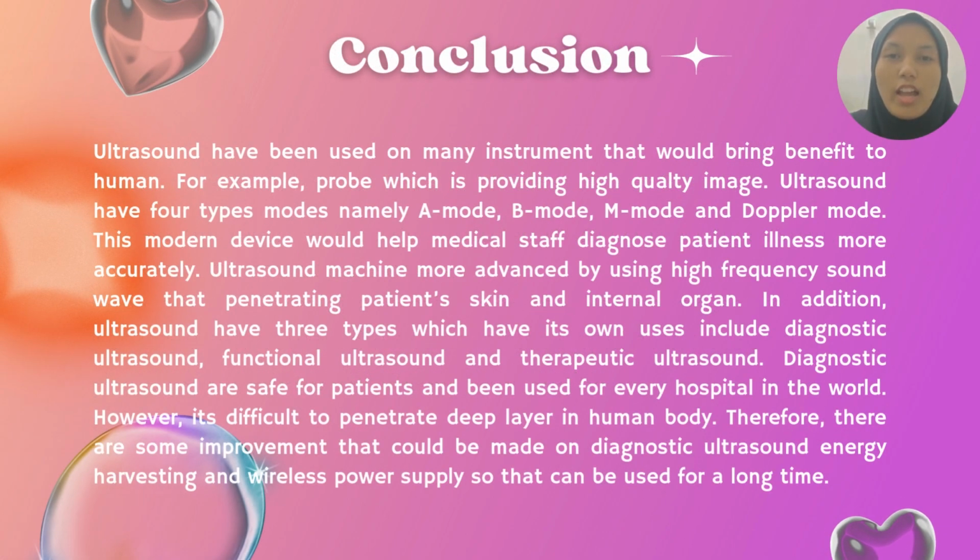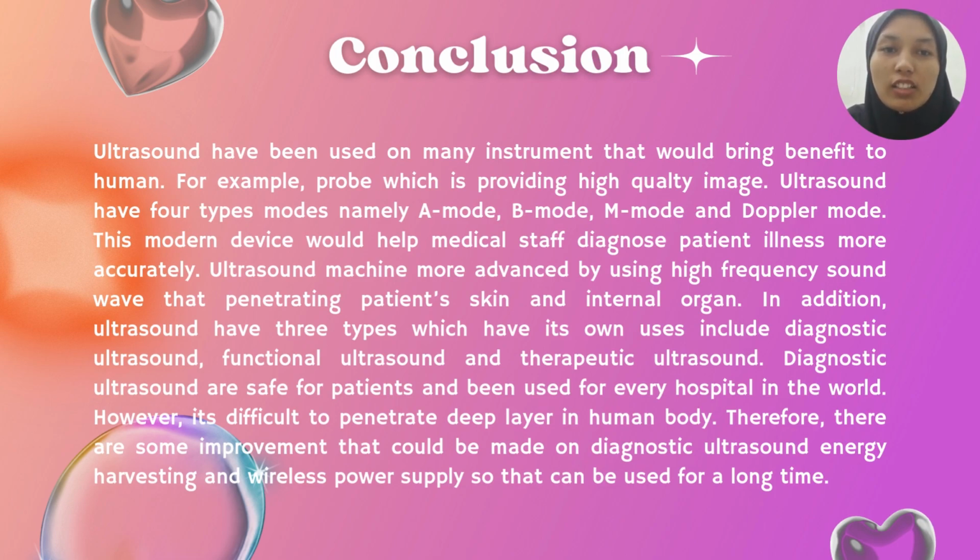To conclude, ultrasound has been used in many instruments that will bring benefit to humans. For example, the probe, which provides a high quality image for ultrasound. Ultrasound has 4 types of modes that evolve along with modern technology today, namely A mode, B mode, M mode, and Doppler mode. This modern device will help medical staff diagnose patient illness more accurately.